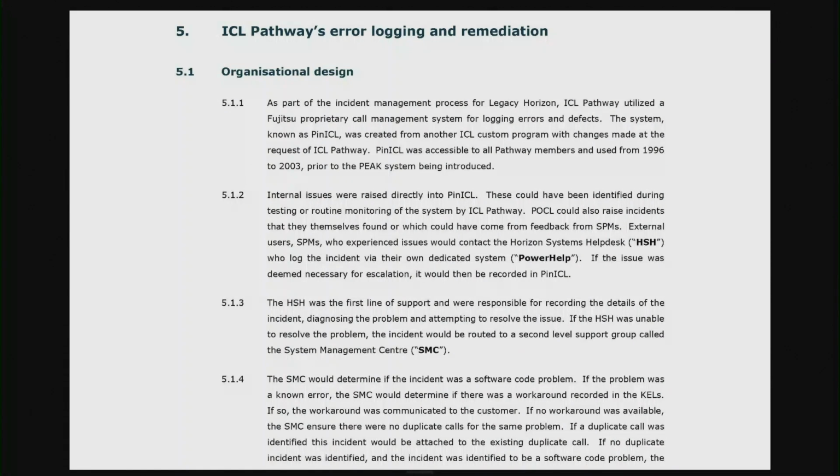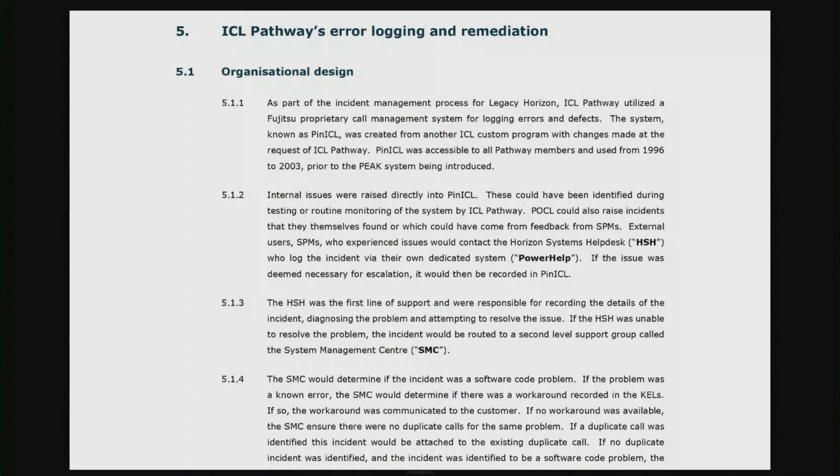You say that as part of the incident management process for Legacy Horizon, ICL utilized a Fujitsu proprietary call management system for logging errors and defects. What do you mean by a proprietary call management system? It was built by and for Fujitsu. This was known as Pinnacle.